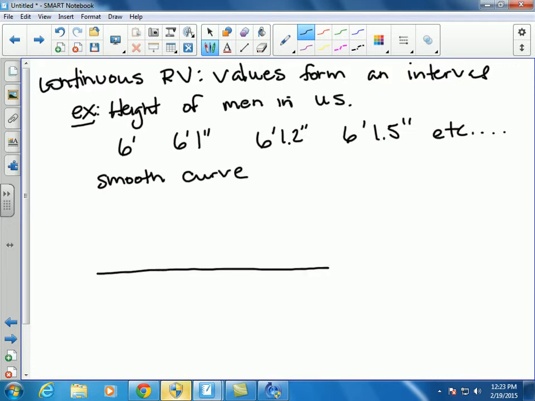For instance, something that maybe looks like, if this is 0 and this goes all the way to, I don't know, maybe 96 inches. Well, not very many men are 0, right? Then all of a sudden they start to come up and then they go down like this, right? So we have a smooth curve.